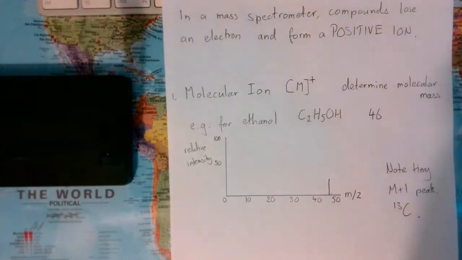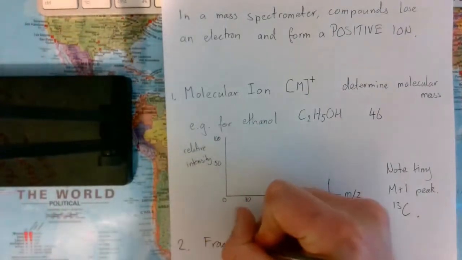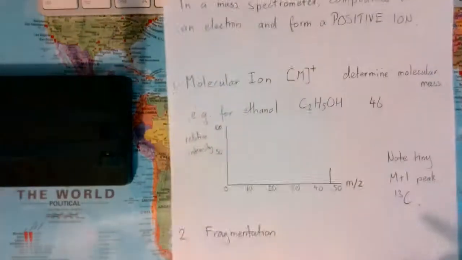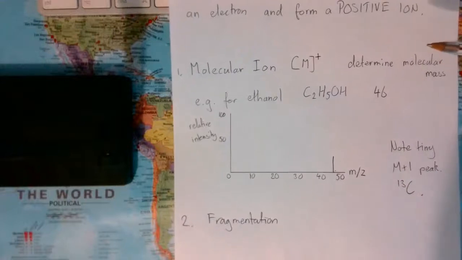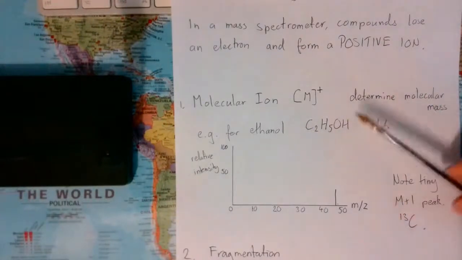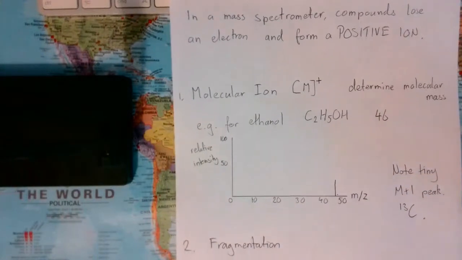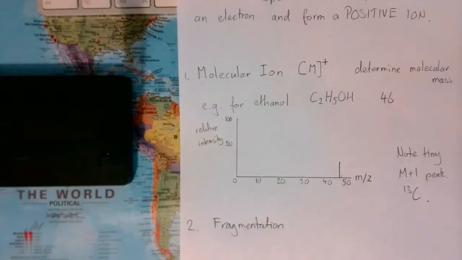Now, the second part from all of this is something called fragmentation. And what this means is when the molecules break down whilst they are in the mass spectrometer. So the process forms a positive ion, and this positive ion is a result of an electron being knocked out of the molecule somewhere. The electron may have been part of a bond. If a bond loses one of its electrons, then there's a chance that the bond could completely break.